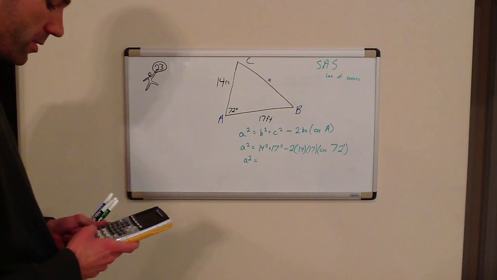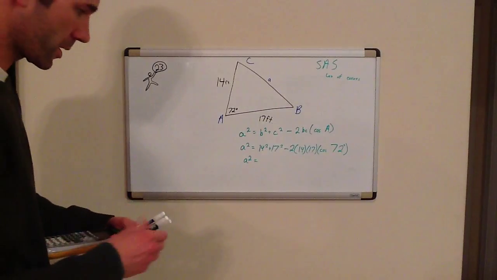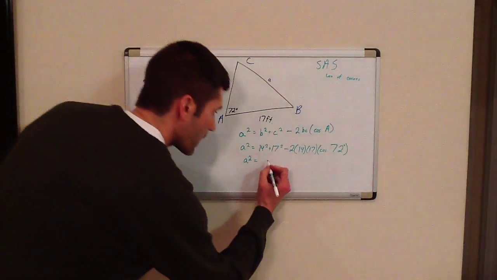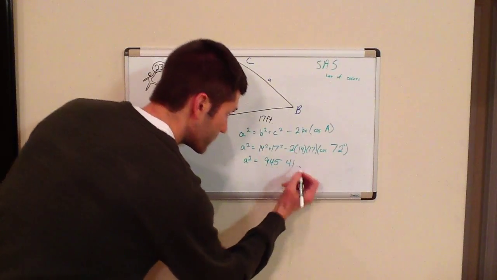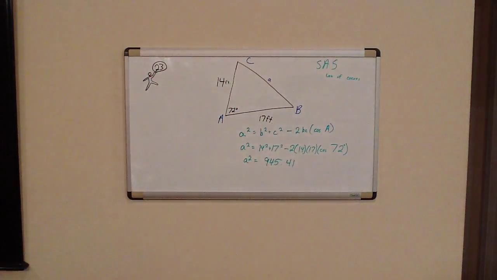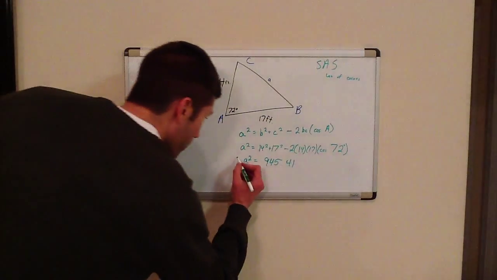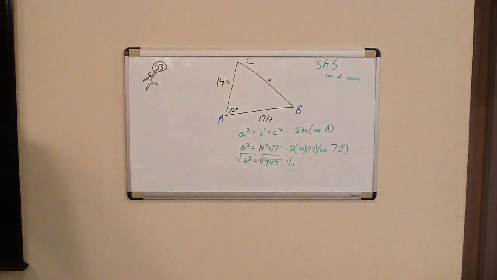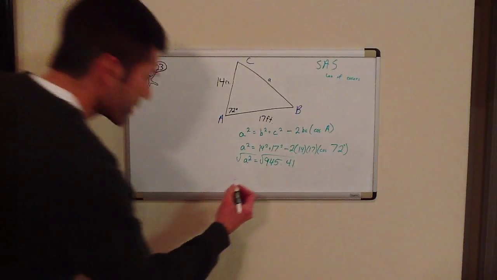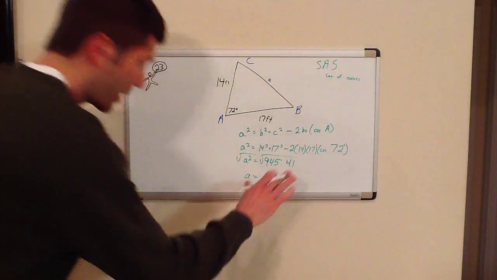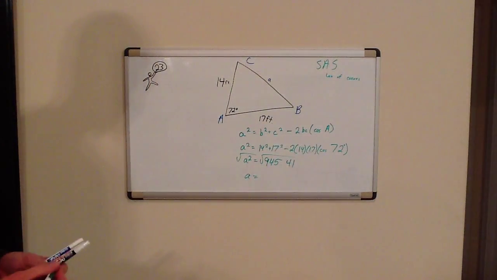Cosine of 72. Here we go. This is what I got. 945.41. That's great. It's fantastic. But we're not done. And we're not done because we need to square root. There we go. We'll square root both sides. And we'll get our answer. I'm not going to go any further on this. I'm going to say A equals, and then I'm just going to leave you hanging because you know how to finish this thing.